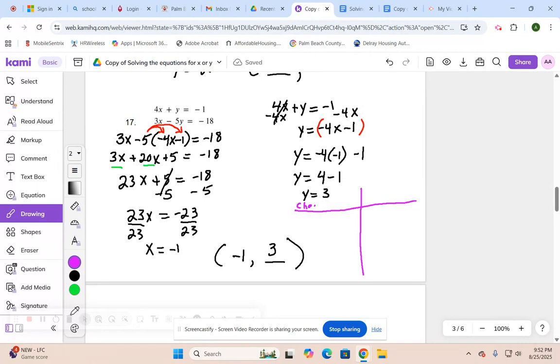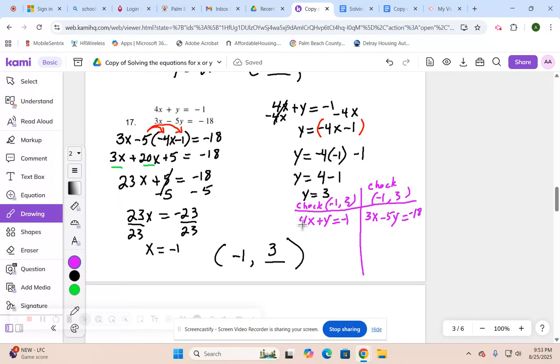Check negative 1 comma 3 in both. We'll use this version here. Again, they are equivalent. Actually, let's just use the original version so you can see it really doesn't matter. 4x plus y equals negative 1. And then we'll copy this one here over here. 3x minus 5y equals negative 18.